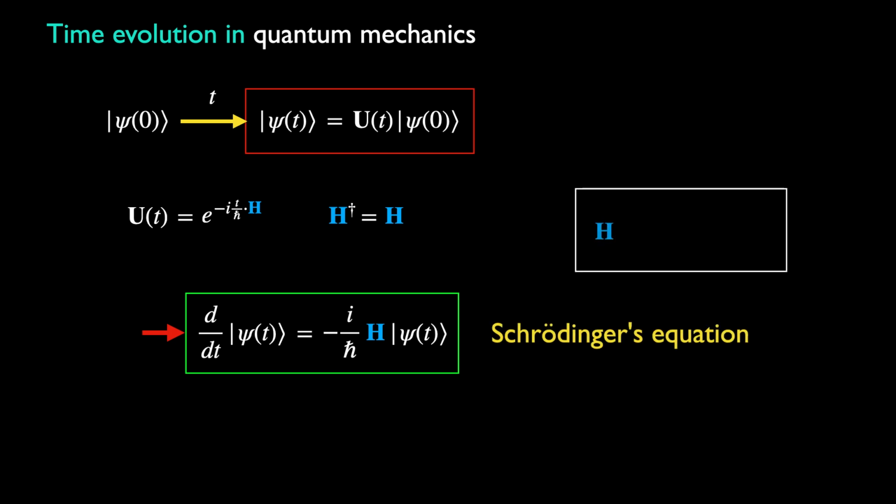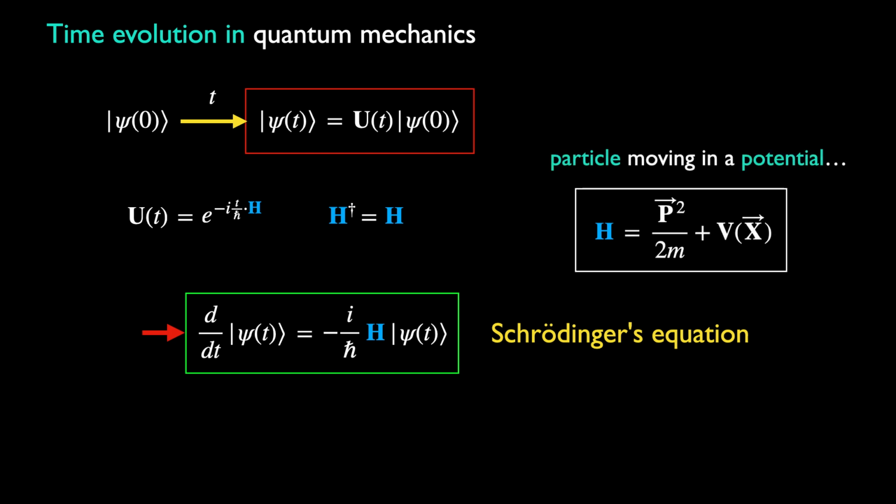Typically, this is written with the Hamiltonian of a particle moving in a potential. X and p are operators that represent the position and momentum of the particle. We have discussed these operators extensively in another video. Check out the link in the description if you are unfamiliar with them.